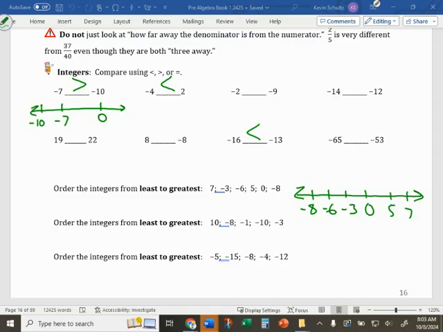Questions on those? Didn't expect to spend too much time on integers, but it's just worth bringing up.